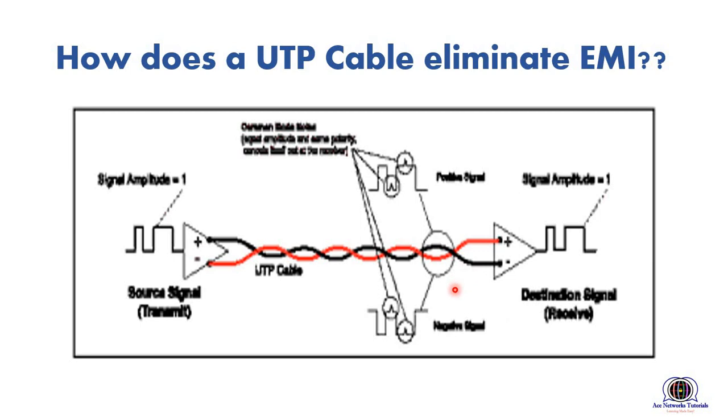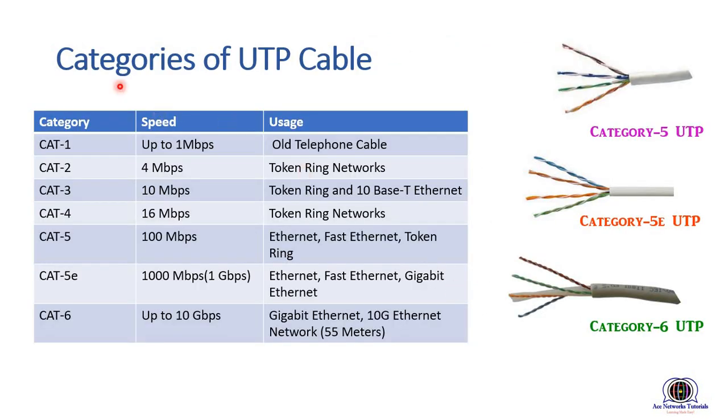Categories of UTP. As shown in the chart, there are categories from Cat 1 to Cat 6. The Cat 1 to Cat 4 cables were used long back, when speed was not the concern. They were used in old telephone lines, token rings, and up to the speed of 16 megabits per second.